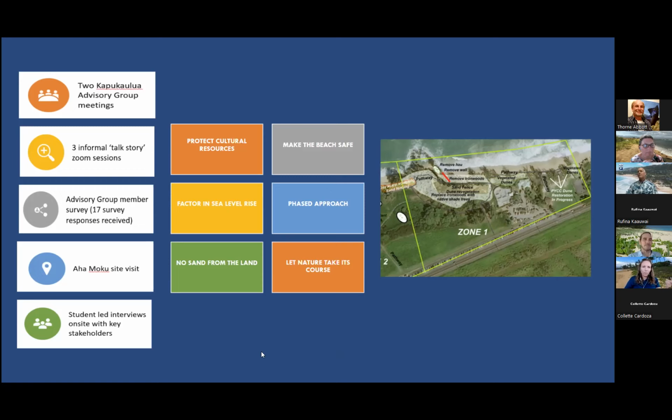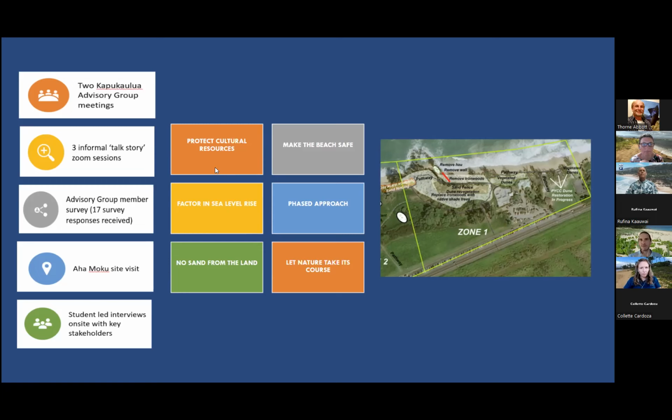We had an advisory group member survey that asked what people wanted for this area. We had a visit from the Ahamoku folks, where we went out there and discussed cultural concerns, and even student-led interviews on site with some of the key stakeholders. All of that feedback fed into what we were calling guiding principles for the project, and these are directly from the advisory group.